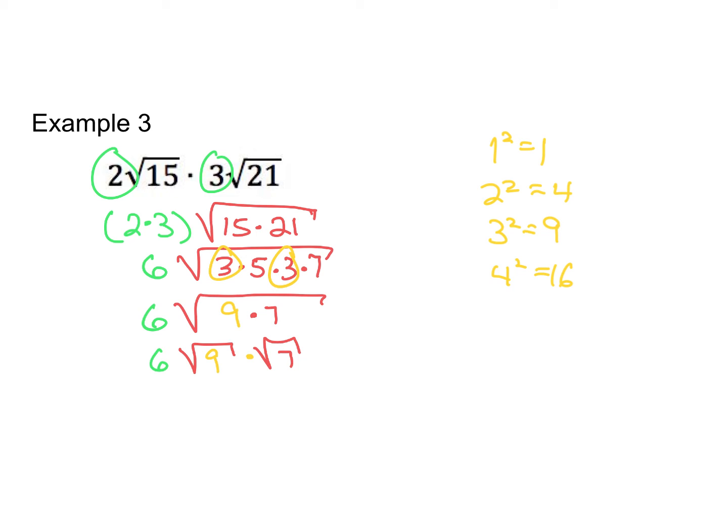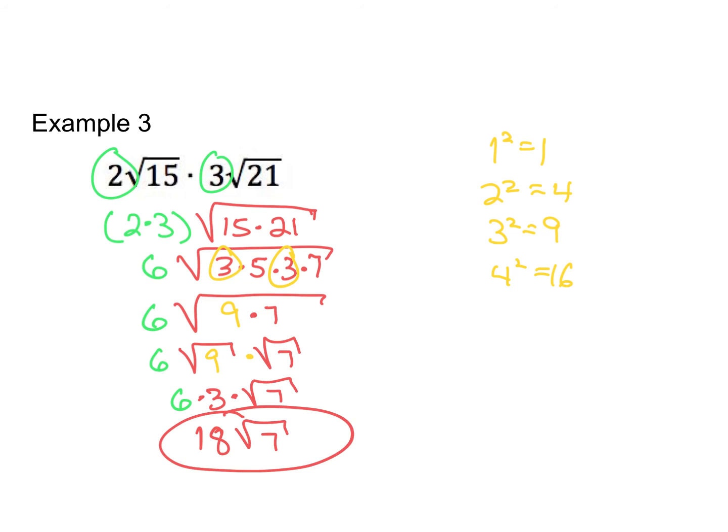Square root of 9, because of the perfect squares list, is 3. So I have 6 times 3, and then still the times square root of 7. 6 times 3 is 18. So I have 18 square root of 7. Is 7 simplified all the way down? Yes, it is. So this is my final answer.